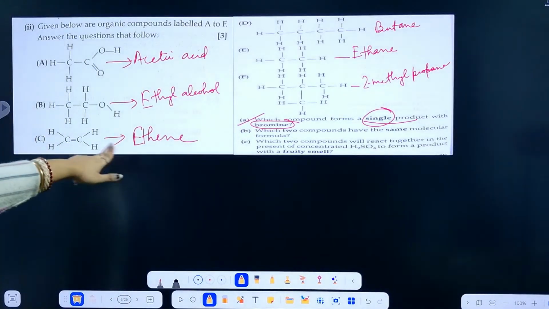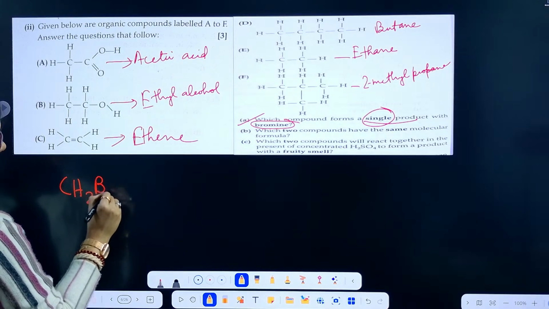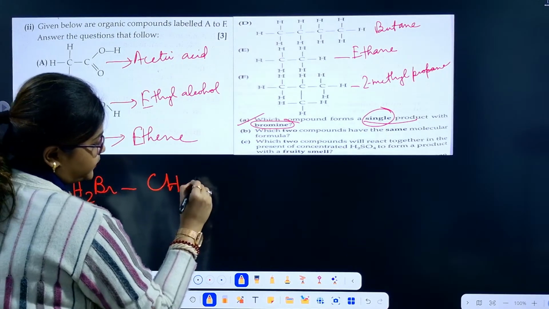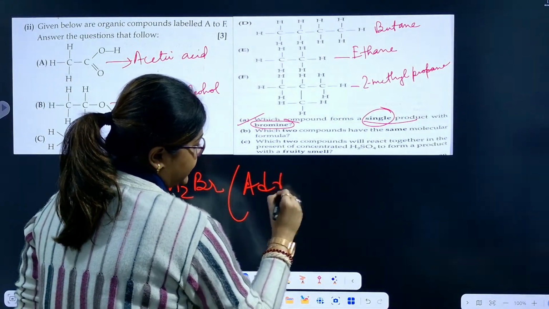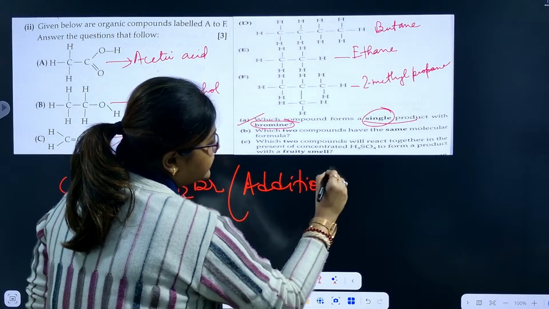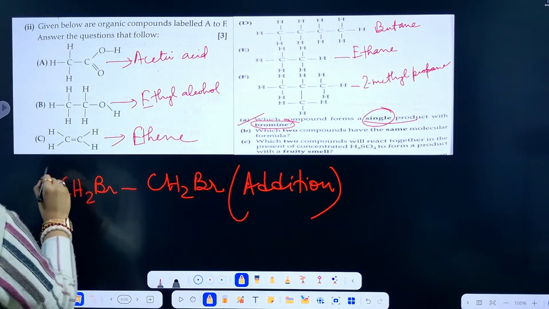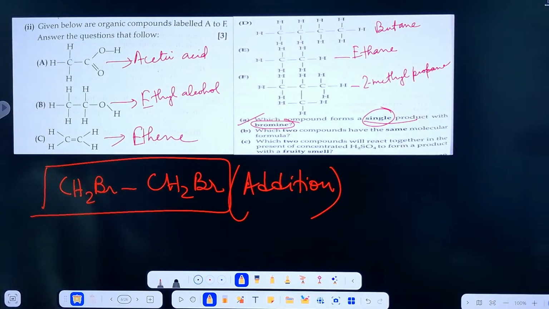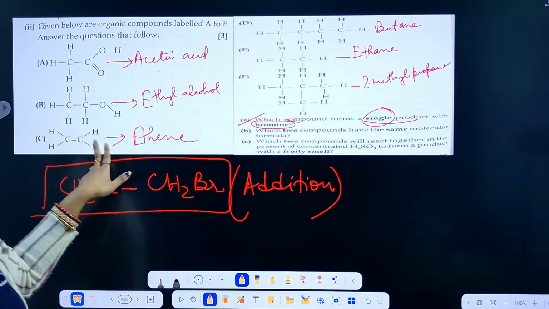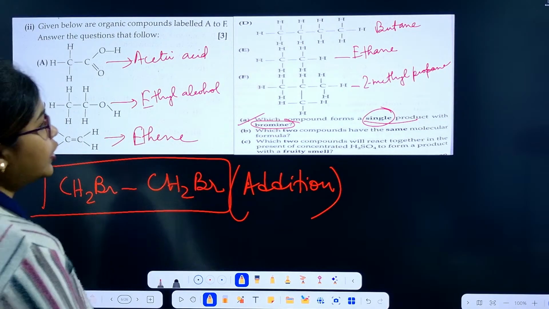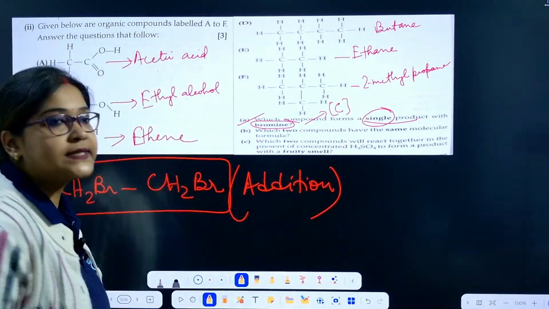But here in ethene, what will happen? You will get this product where addition reaction takes place. So for ethene, you will get addition reaction and the product that will be formed is this. So this is the single product that will be formed when ethene reacts with bromine. So what will be the correct answer here? This will be compound C.